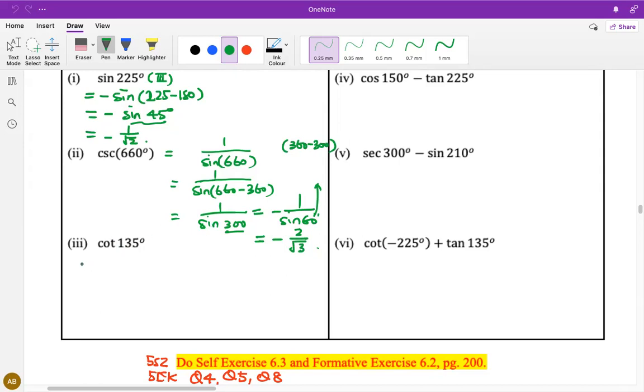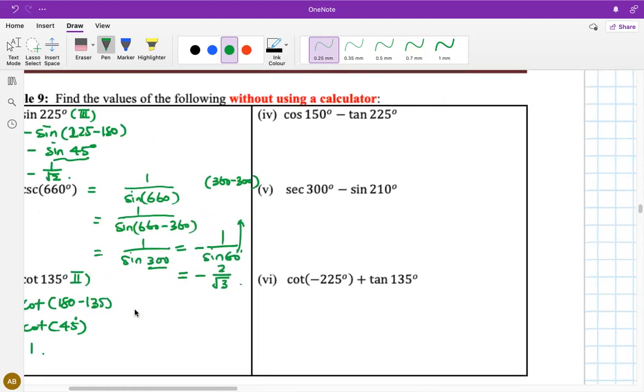Cotangent 135 will be in quadrant number 2. So it's cotangent 180 minus 135, so it is cotangent 45 degrees. Remember this is negative because in quadrant number 2, cotangent and tangent are negative. So don't forget about it. The answer: cotangent 45 is 1, because tangent 45 is 1. So negative cotangent 45, also 1, so the answer is negative 1.